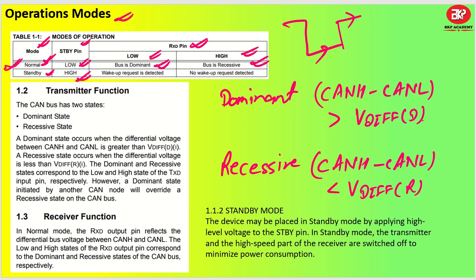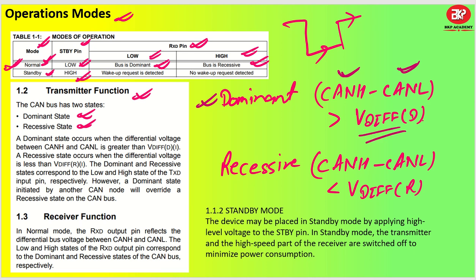Got it? If you talk about transmitter functions, what are the two different functions? One will be dominant state, one will be recessive state. So as I told you, what are the dominant state and recessive state? Let me give you a very easy method to identify. If you want to see that the transmitter bus is in dominant state, then CAN high minus CAN low, the difference of these two voltages must be greater than V difference.